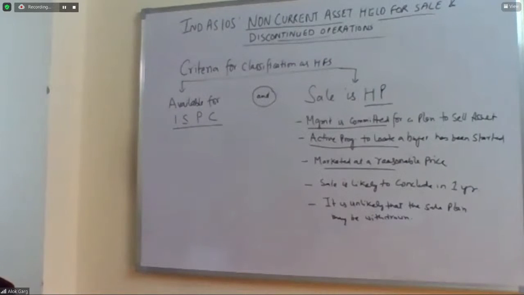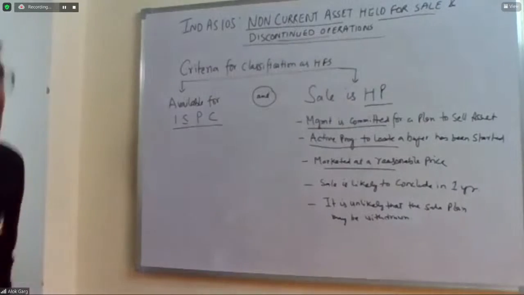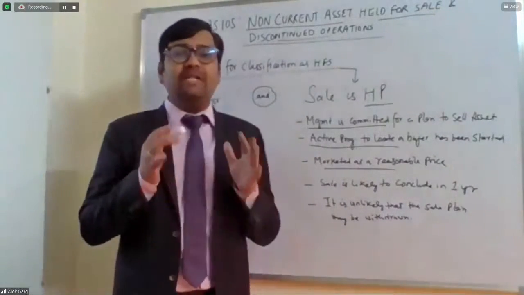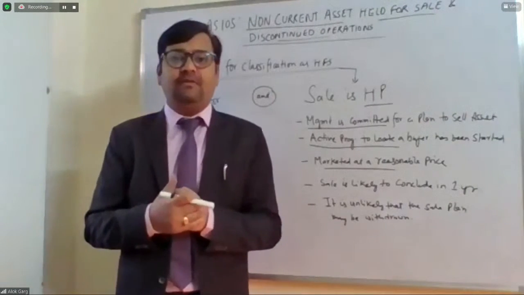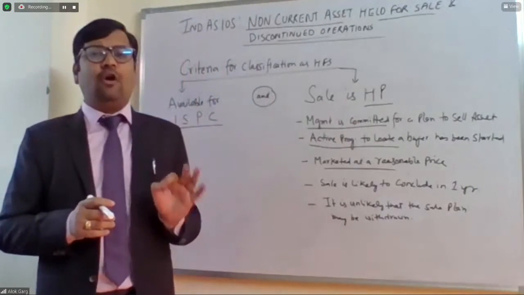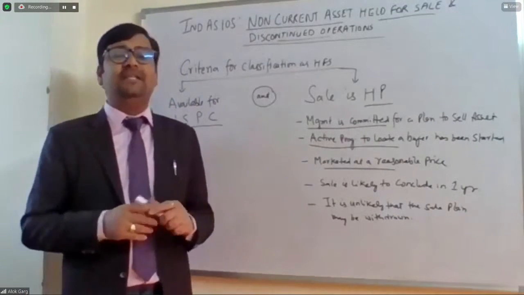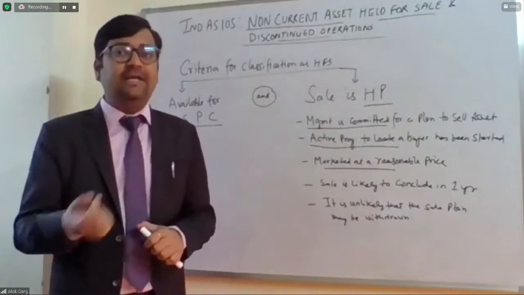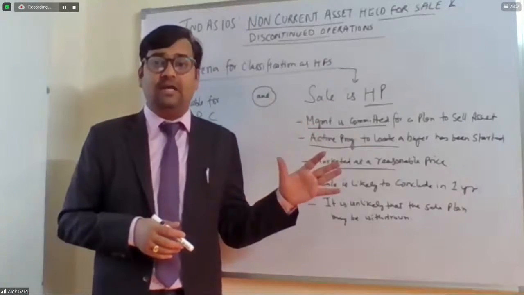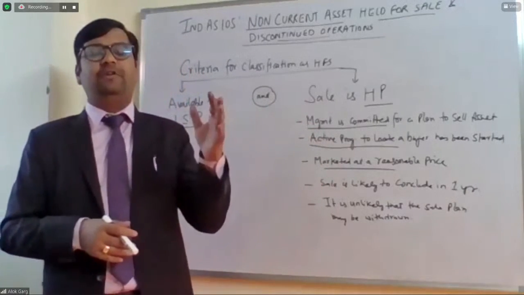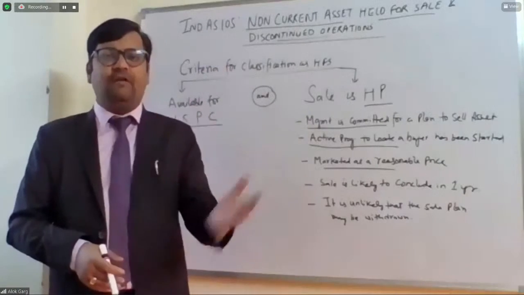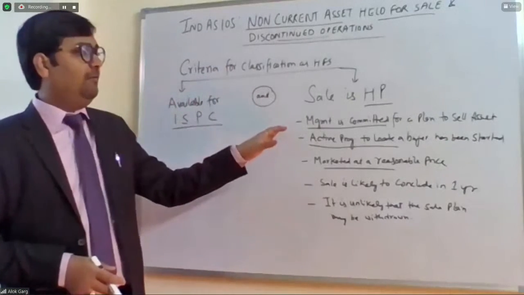Sir, a sale will be considered as highly probable when 5 conditions are met. What are those 5 conditions? Condition number 1, management is committed to a plan to sell the asset. What does it mean? It means normally management has taken this decision in the board meetings, and in the board meetings, these items have been minuted in the board minutes. Okay, it means management is committed to a plan to sell the asset. So management has given a go ahead for discontinued operation, for disposal group, for sale of an asset. Okay, so it is committed to a plan to sell the asset.